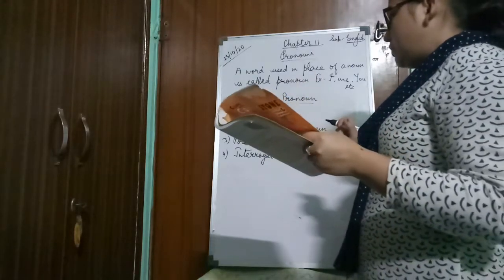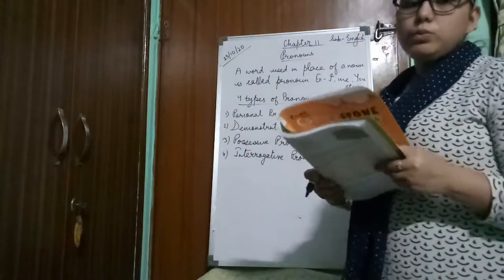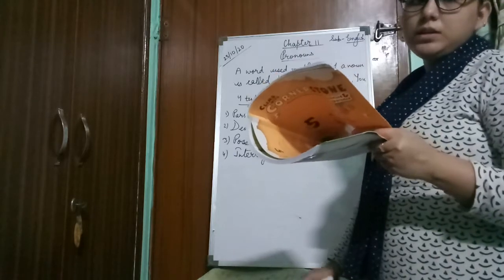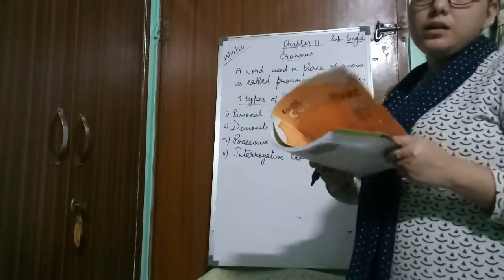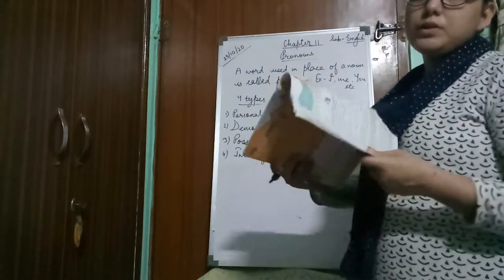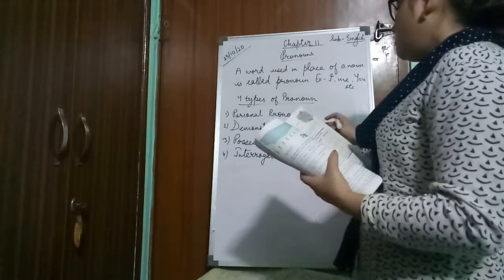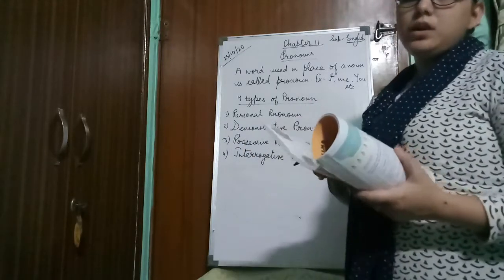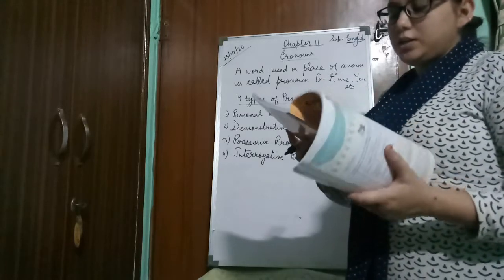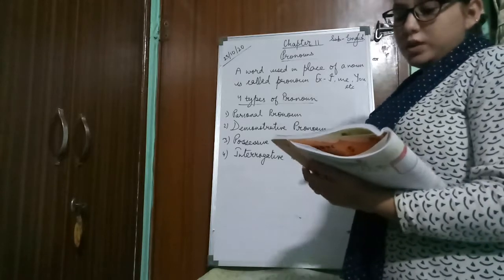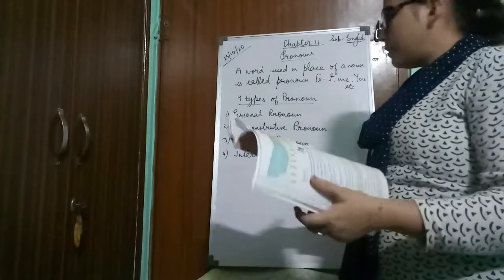Now what is a subject pronoun? Those personal pronouns which act as the subject of the sentence. Subject means the person or thing about whom it is said in the sentence. And the object pronouns are those pronouns which act as an object in the sentence.